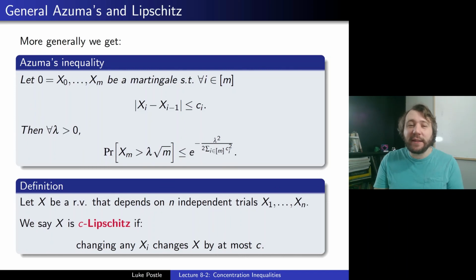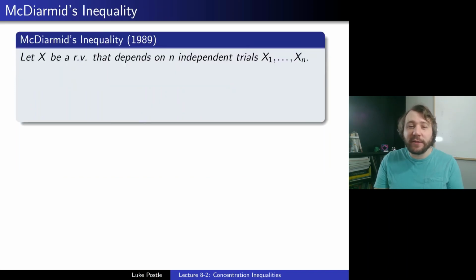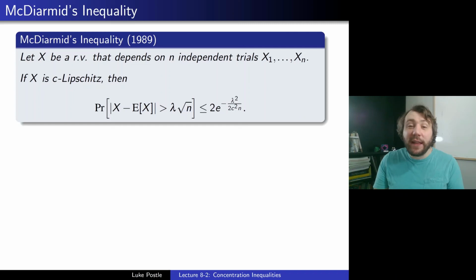So this is generally the idea of a variable that doesn't change much under differences. And then the claim is you get what's called McDiarmid's inequality from 1989, which is really a special case of Azuma's. If you have a random variable that depends on n independent trials, and it is c-Lipschitz, then you get tight concentration in a sense.